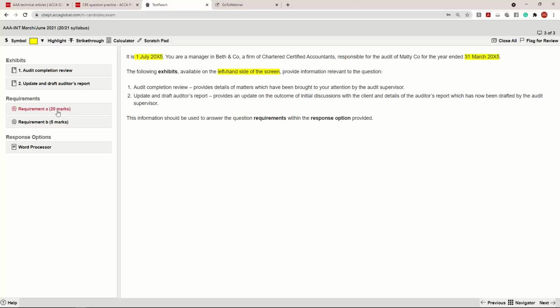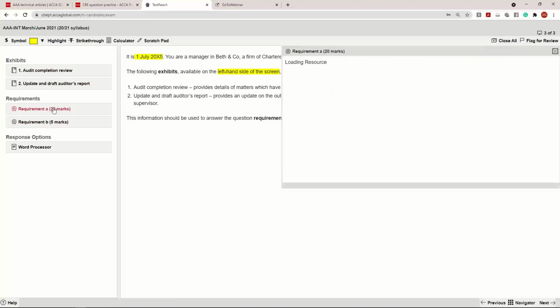Now you have two requirements. You have requirement A for 20 marks, and requirement B for 5 marks, and a response option, word processor. Requirement A for 20 marks is a completion requirement. Requirement A is from exhibit 1, and requirement B is from exhibit 2. Whenever you look at question 2 and question 3, it's so simple: when you have two exhibits and two requirements, it's very sure that one exhibit has one requirement and the second exhibit has the second requirement.